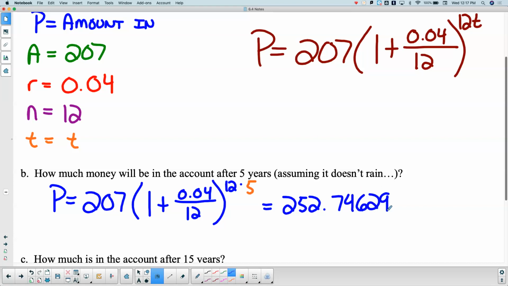252.74629 as a number, but because this is money, what would we round that to? The 4 has to go up to 5. So what would we round it to? $252.75. Yep.